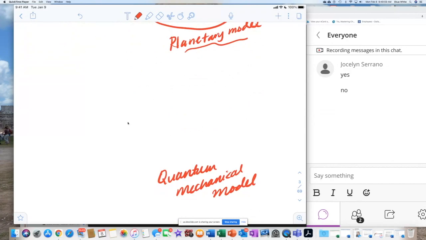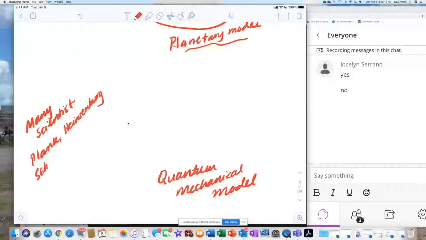who contributes this model. You have a Planck, you have Heisenberg, you have Schrodinger, etc. There's so many different scientists who work together to ultimately put together the quantum mechanical model. So the quantum mechanical model is based on the work of so many scientists. So we don't really give credit to just one scientist.